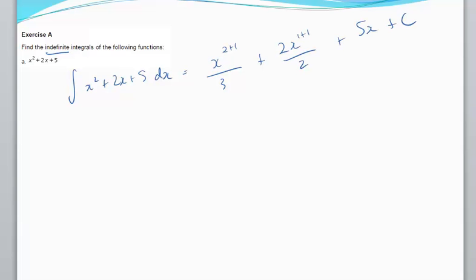We're going to start by finding some indefinite integrals as we were before. Here we want the integral of x squared plus 2x plus 5. It becomes x to the power of 2 plus 1 divided by that 3, plus 2x to the power of 1 plus 1 divided by 2, plus 5x plus the constant c. So x cubed on 3, our 2's will cancel, plus x squared plus 5x plus c.